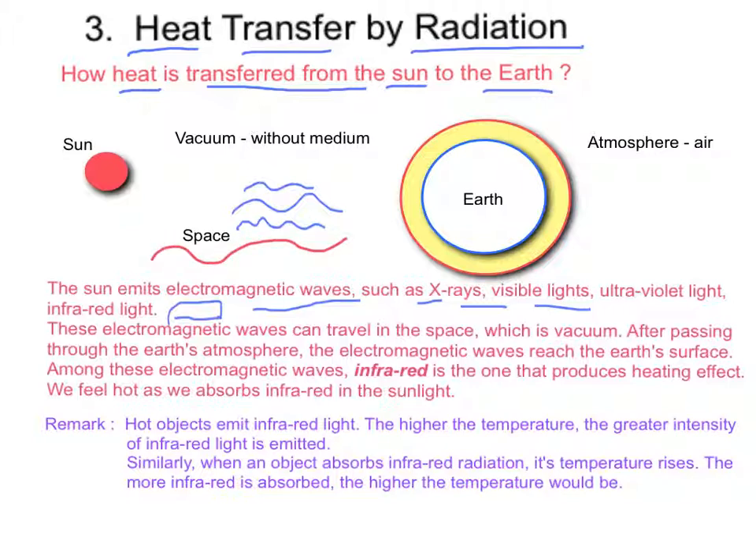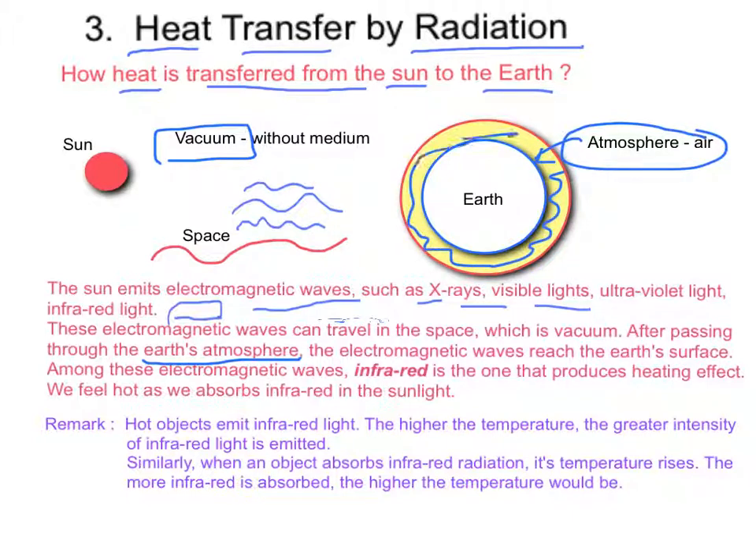These electromagnetic waves can travel in space, which is a vacuum. That means electromagnetic waves can pass through vacuum. After passing through the Earth's atmosphere, 大氣, the atmosphere, these electromagnetic waves will reach the Earth's surface.